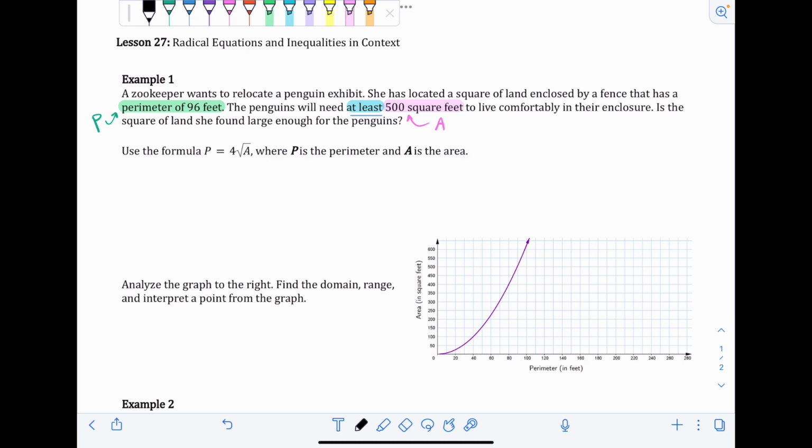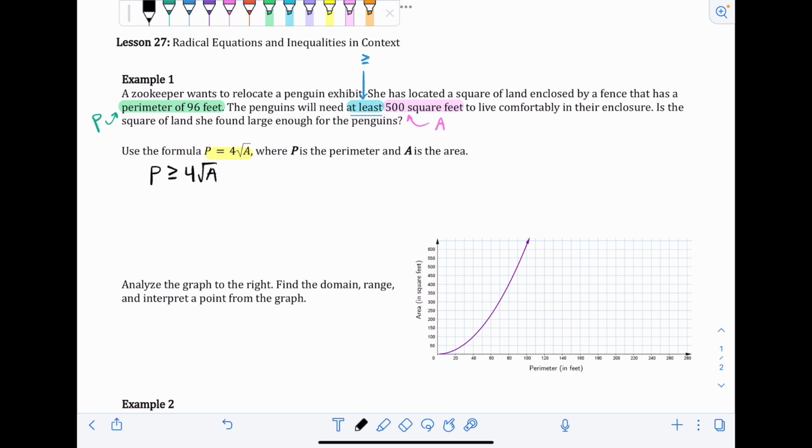So our setup of our inequality is going to pretty much match the formula that we were given to use. We'll just switch out the equal sign for the inequality symbol. So we're going to start with P is equal to 4 times the square root of A. I'm going to erase that equal sign and switch it out though. So at least means greater than or equal to, like it can be exactly that much or it can be anything more than that. So if I have at least 5 pieces of candy, then I could have 5, but I could also have 6, 7, 8. I can have anything more than that as well. So at least means greater than or equal to. So I'm going to take out my equal sign and put a greater than or equal to.